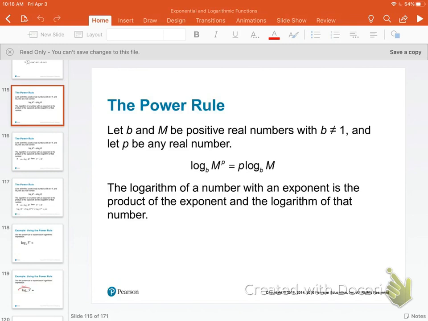The last rule is the power rule. We take log of a power m to the p-th power here.